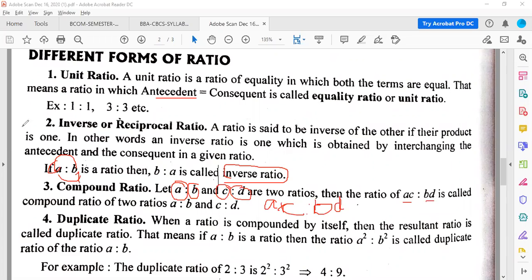Did you understand the first three ratios? Unit, inverse and compound?